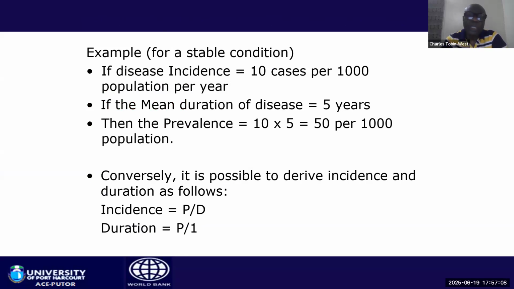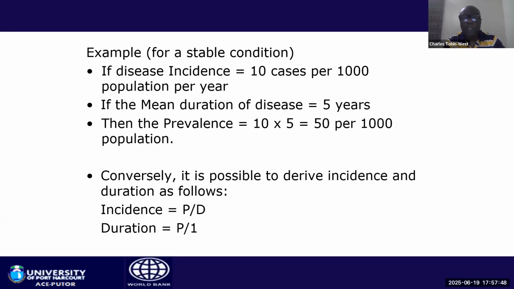There's a way it can be illustrated. You will see it too, graphically. I'll show it. Now, if the population, for instance, is fairly stable, and disease incidence is, say, 10 cases per 1,000 population per year, and the duration of that disease is 5 years, that disease takes 5 years, then the prevalence will be 10 cases times 5, okay, which will give you 50 per 1,000 population.